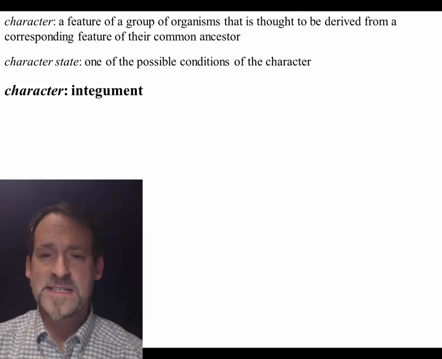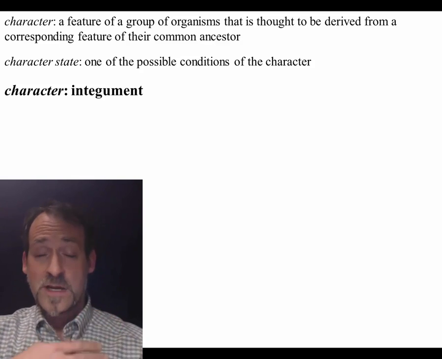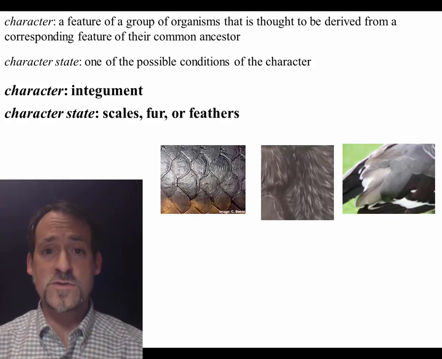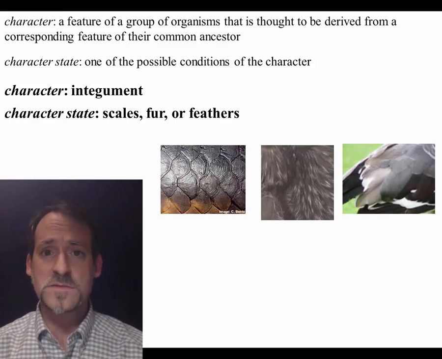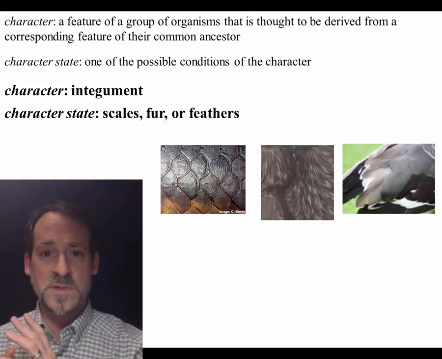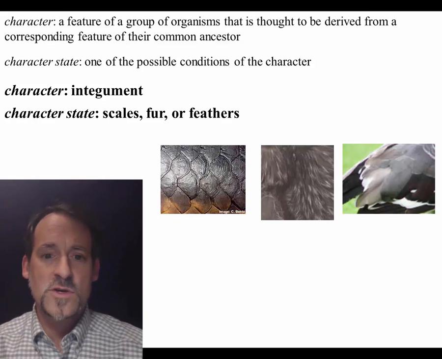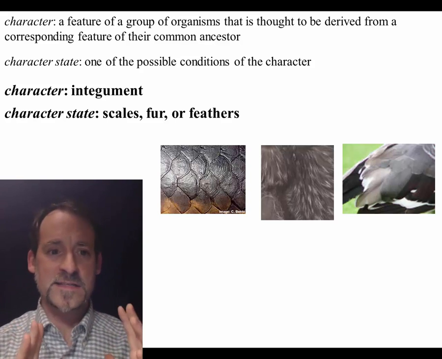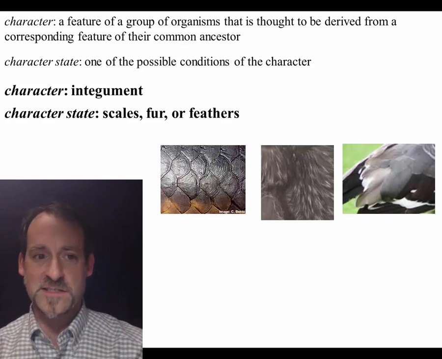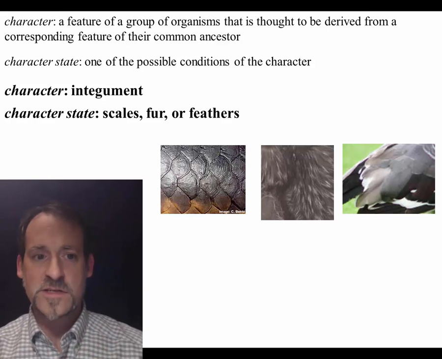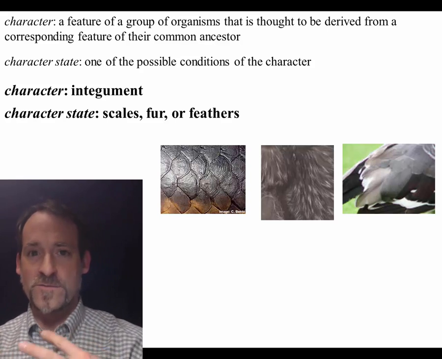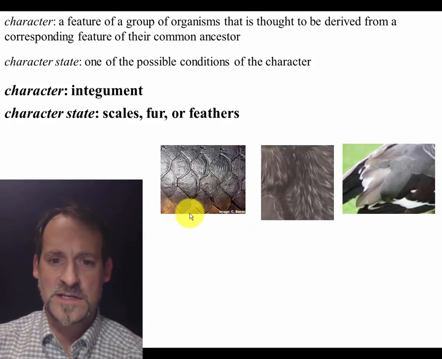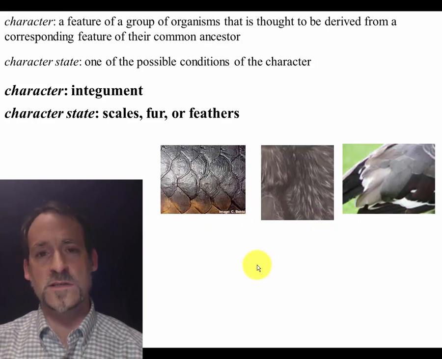One character might be integument, the covering of the outside of an animal's body. Different character states that you might see could involve scales, they could be fur, or they could be feathers. So a character is a type of thing, and the character states are specific instances. It's like, the character is ice cream, character state is different flavors of ice cream, except in this case we're talking about scales and fur and feathers, and that doesn't taste nearly as good.